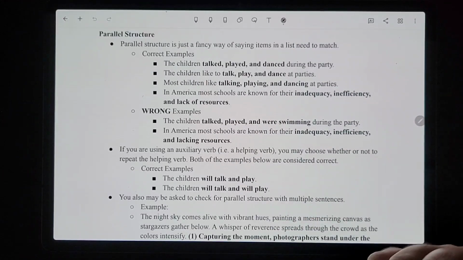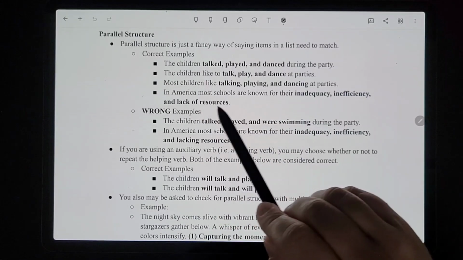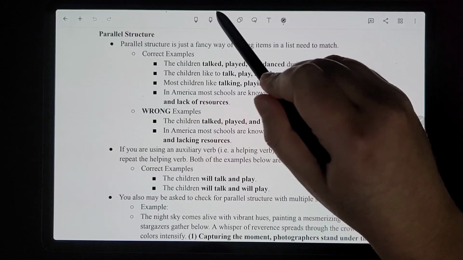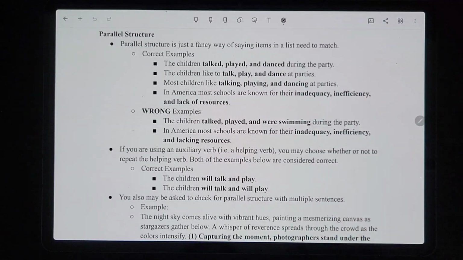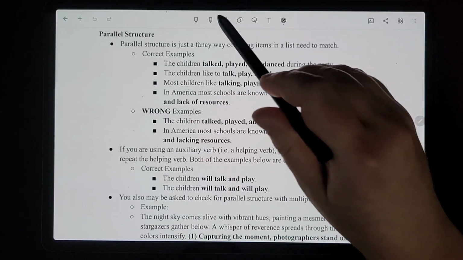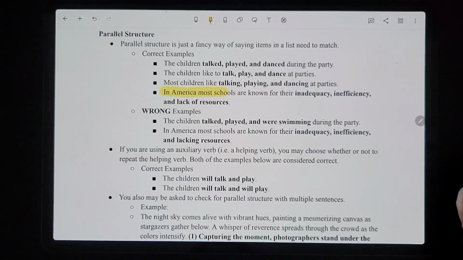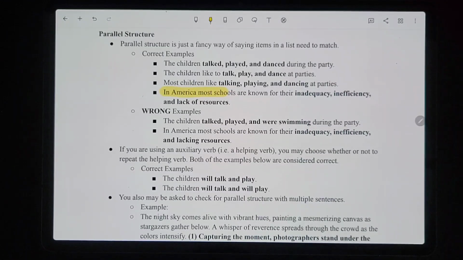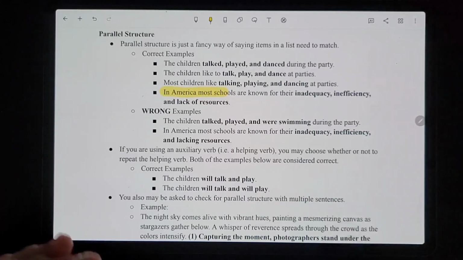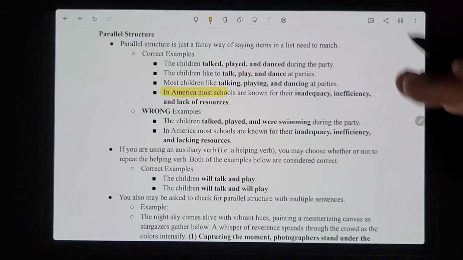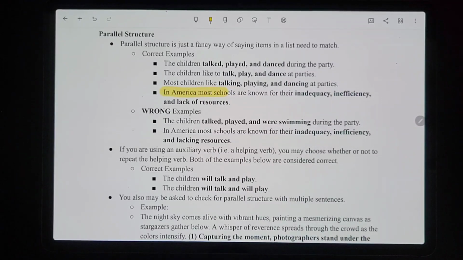You can also have it with not just verbs, but with nouns. Like in most American schools, oh, that's supposed to say most American schools are known for their inadequacy, inefficiency, and lack of resources. I will fix that. But basically, those would be the three nouns that are listed, and they each are a noun, so they all match. You couldn't have a noun, a verb, and then a noun, for instance, because those don't match.